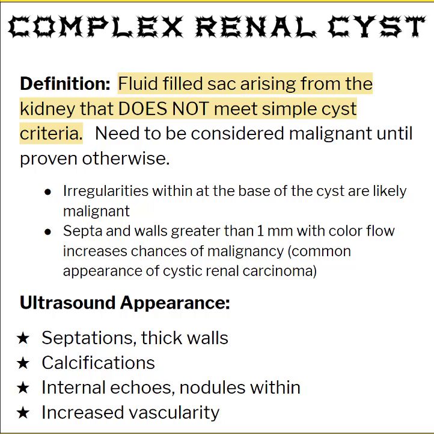So on ultrasound then, the complex renal cyst is going to have septations or thick walls. We'll see calcifications either along the walls or along the septa. We might see some internal echoes or solid components within. And then the septa or the walls might also show increased vascularity.